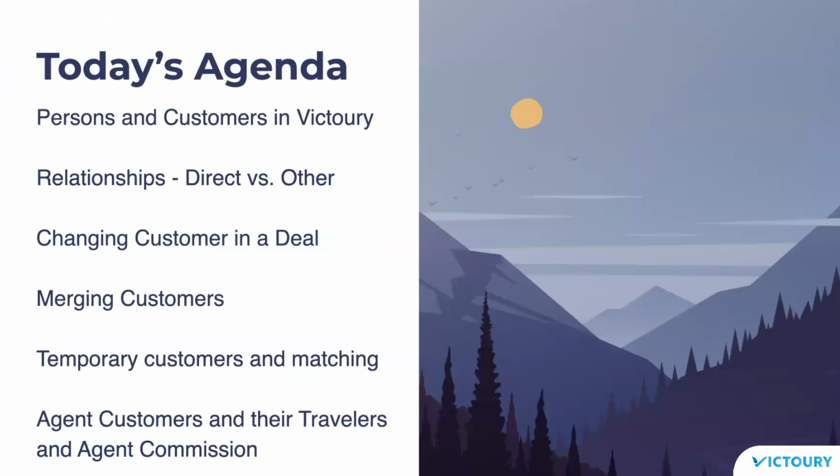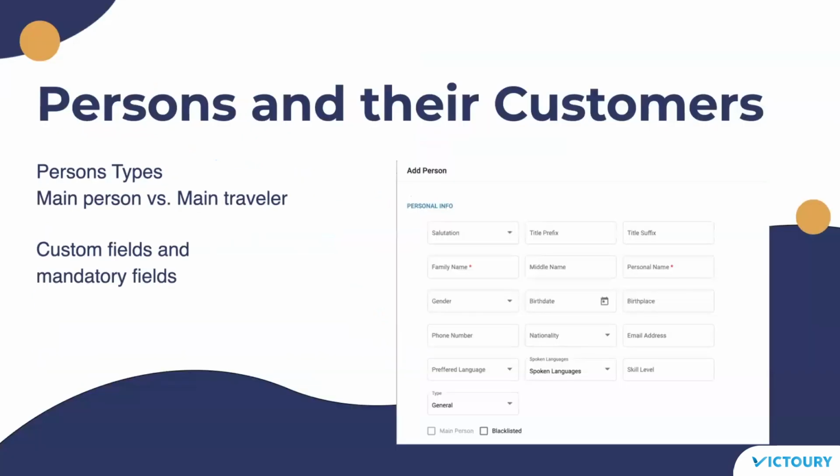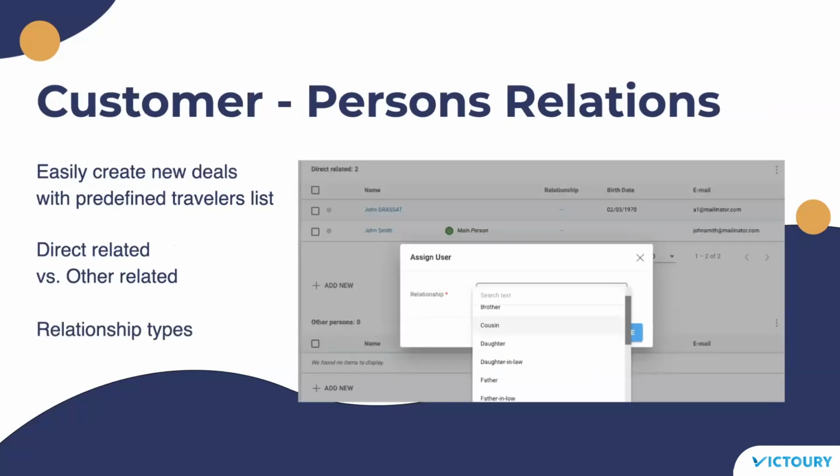Today's agenda is about persons and the creation of persons, person types, and customers in Victoury, and relationships. The persons and their customers can have many types of relationships, and when I share my screen, you will see exactly how to enter them, how to manage them, how to rely on the relationship types, and how to create even bookings with a predefined list of travelers. Then we will see the difference between the direct related and the other related relationship types.